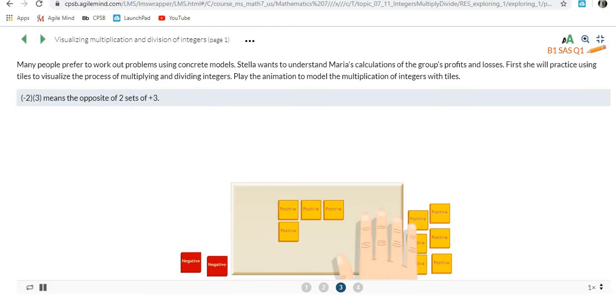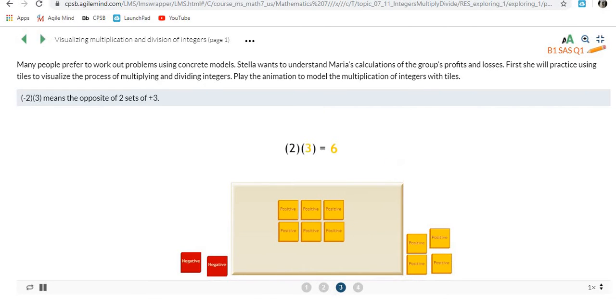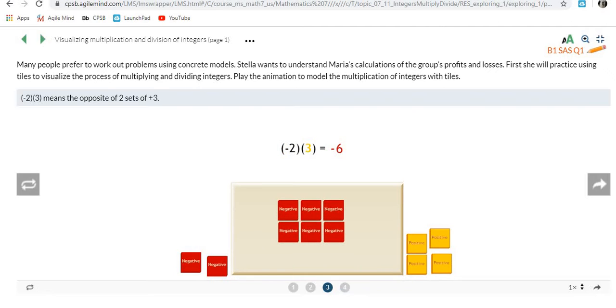She's showing us 2 sets of 3, which is a positive 6. When I flip them over, I have taken the opposite. So I take the opposite of my answer, and I get what? Negative 2 times 3 equals negative 6. Okay? And the opposite of negative 6 is 6. So that means I would have to flip my tiles over again, right? Okay.